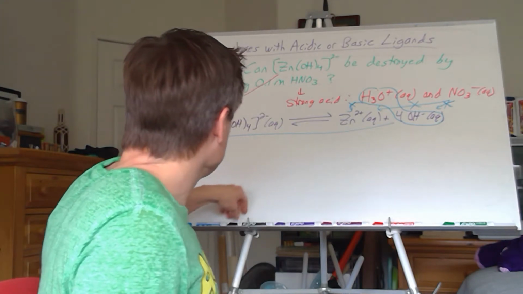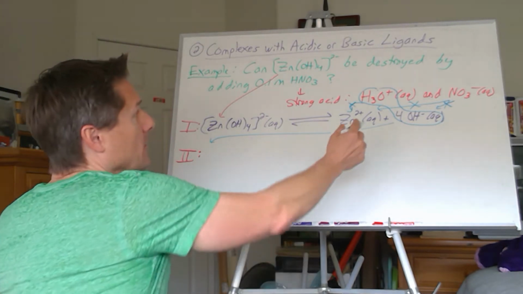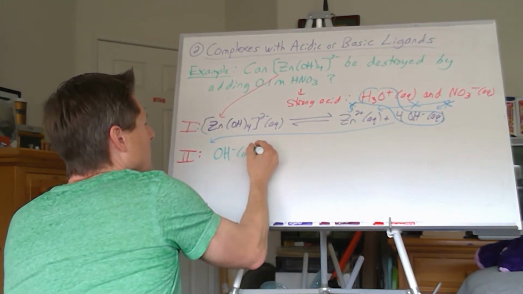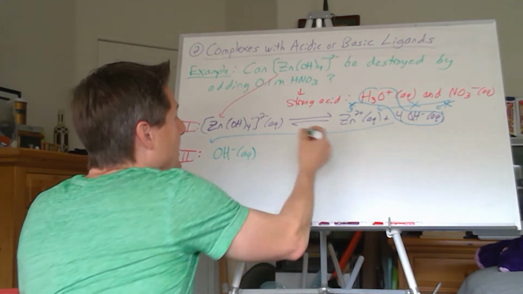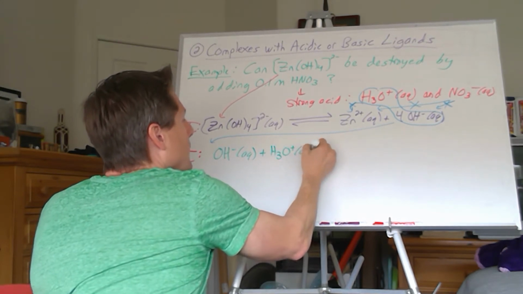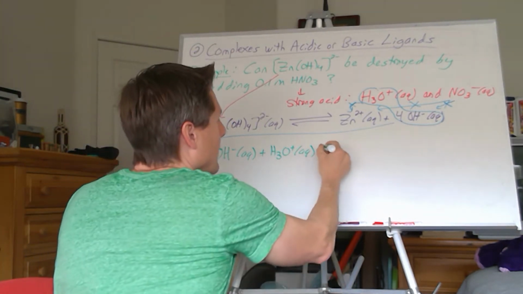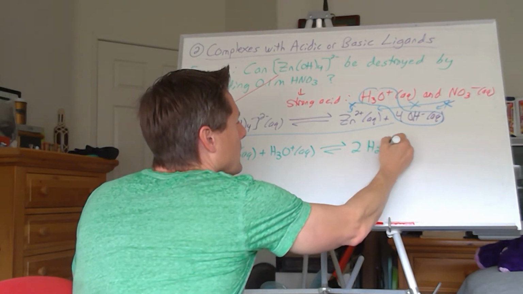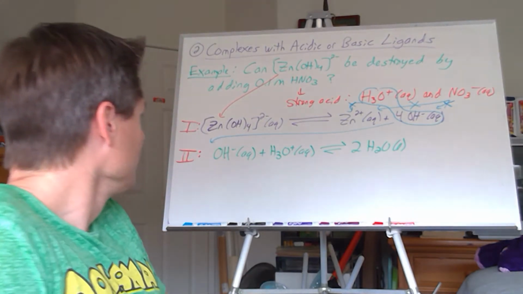All right, here we go. Let's do our second equation. I'll do that in green. So I'm going to bring this OH minus down. There's the hydroxide ion from the equilibrium of the complex ion. That's going to react with the hydronium ion from the strong acid. What are we going to get here? We're going to get 2 water molecules from that.